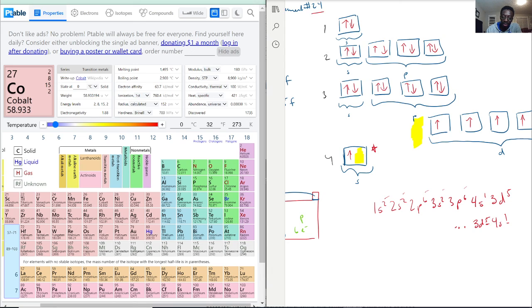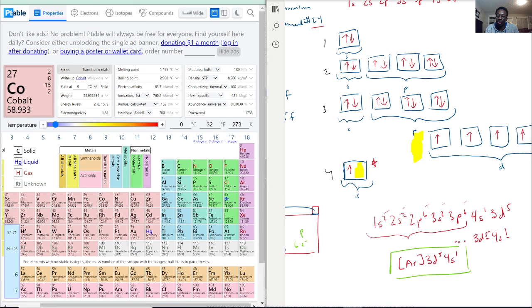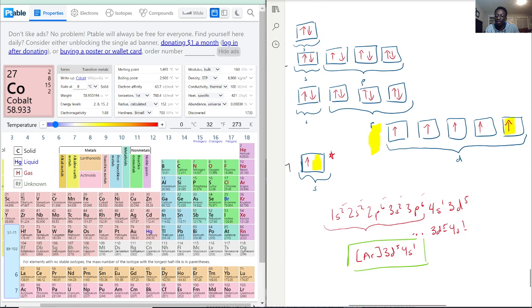So the other way you can actually write this as well, if we took all of this part, because this is going to be signifying the most recent noble gas, which is argon, we can just write Ar, and then it's just going to be 3d5 4s1 or 4s1 3d5. Either way works, but this would be the actual configuration for chromium, specifically because of this change in the orbital here. This would be the electron configuration for chromium, okay?